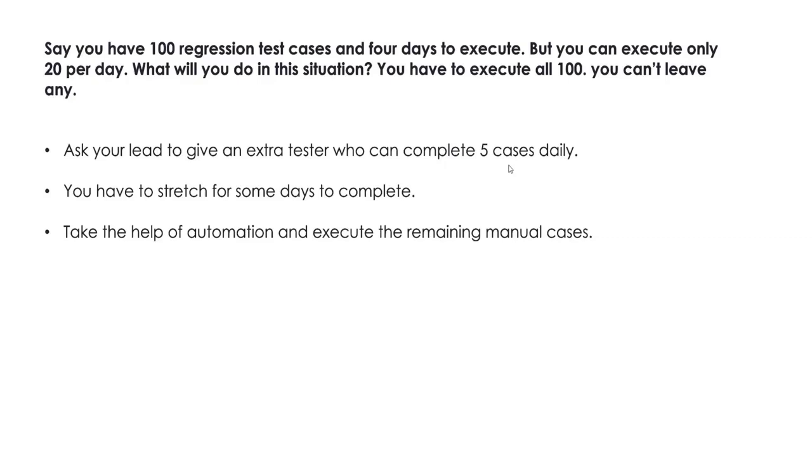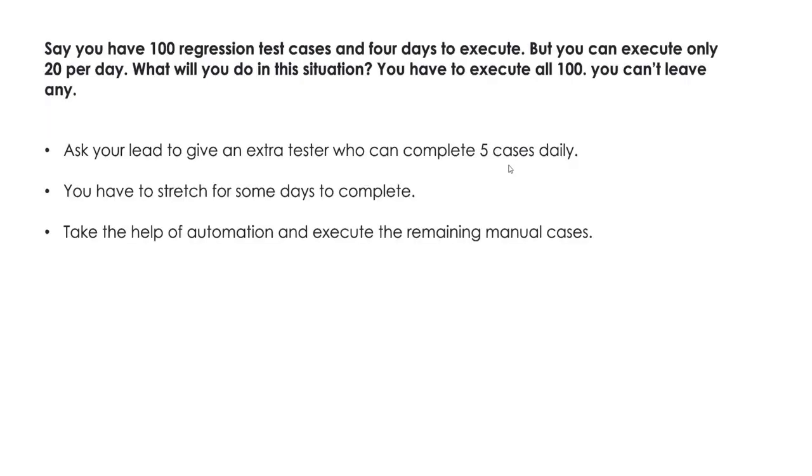Take the help of automation and execute the remaining manual cases. First, you run the automation, and you can see in the report how much coverage is being done through automation. So you can just see that, and then the remaining things, you can go and do manually. So those are the things that we can do.